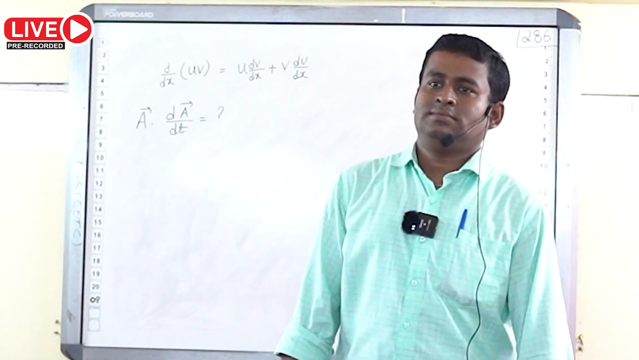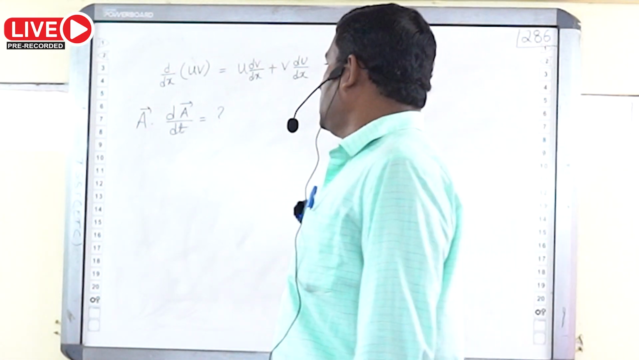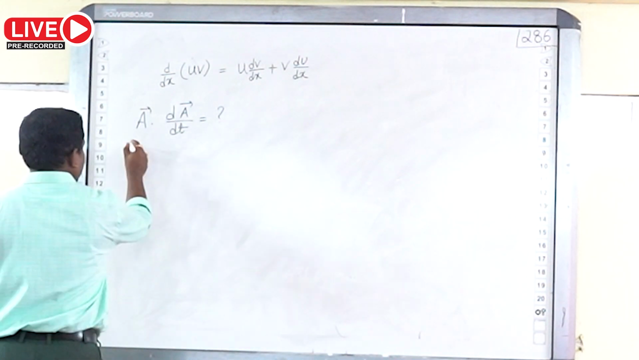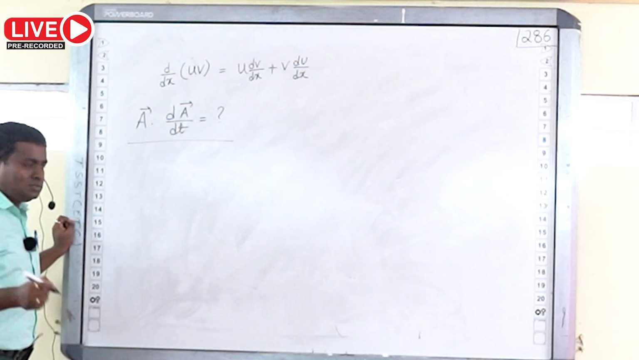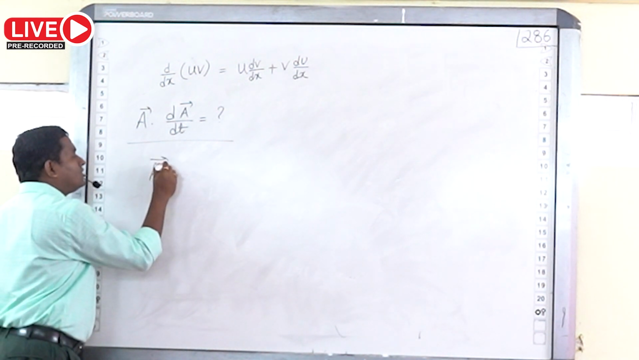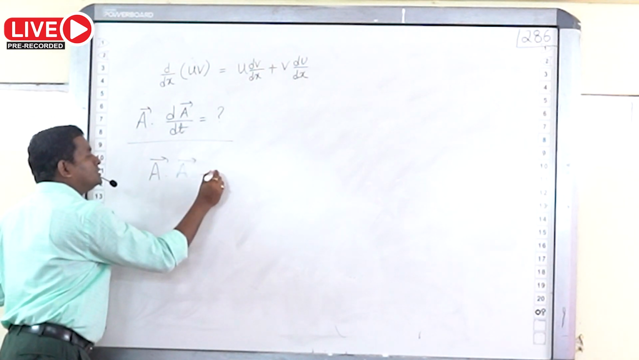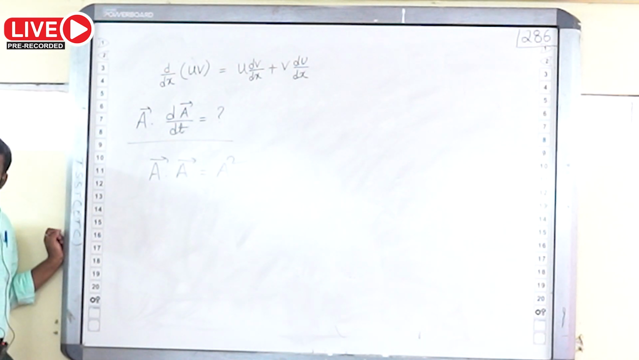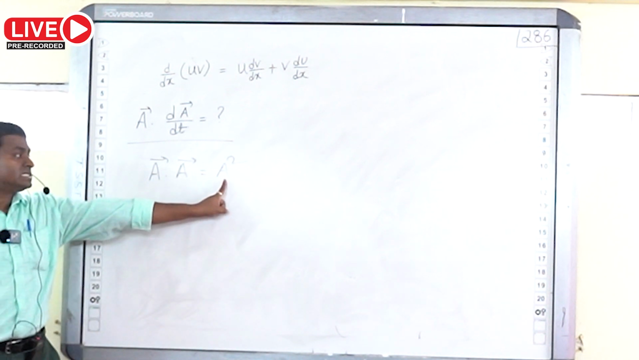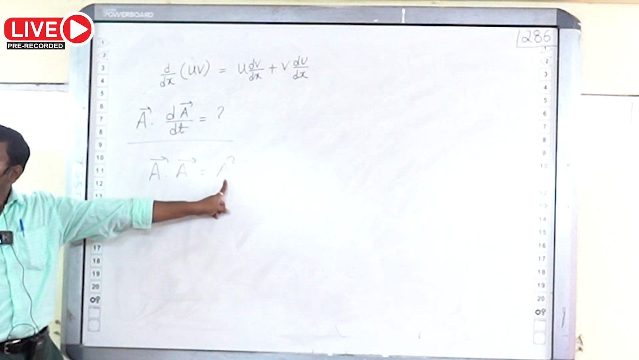Why 0? Cos 90 will come. How to prove it? Capital A is a vector of constant magnitude, means capital A dot capital A will give you A square. Capital A dot capital A will give you A dot A into cos 0. Cos 0 is 1. So it will be A square simply. But it is mentioned in the problem that magnitude of capital A is constant. So this A square on the right hand side will be constant.